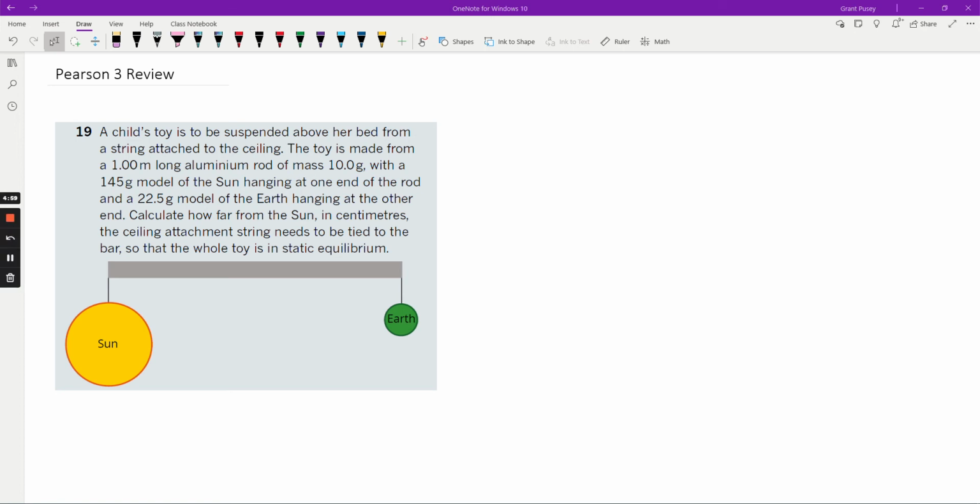Okay, so for the chapter review for Pearson, chapter 3, question 19, the last question is a mobile question. So I'm just going to draw that out for you now. What you've got is a rigid body. It's going to have a center of mass coming down. And either side, on one side you have the sun, which is exerting a force downwards, and on the other side you have the earth, which is not as high a force.